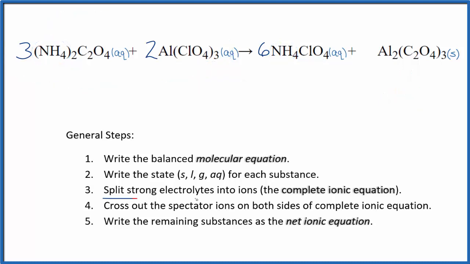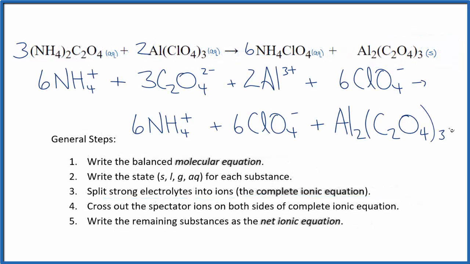Now we can split the strong electrolytes into ions for the complete ionic equation. And we don't split solids apart in a net ionic equation. That'll look like this. Note that when we look at the complete ionic equation, we have these 2 ammonium ions here times 3. 2 times 3, that's why we have 6. We have 3 times the 1 oxalate. That's why we have 3 of these oxalate ions here. So you have to pay attention to the coefficients and then any subscripts outside parentheses.